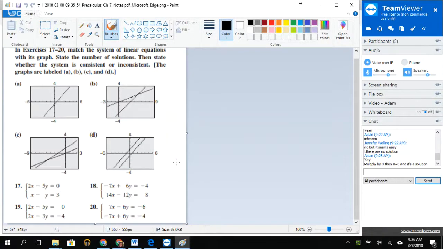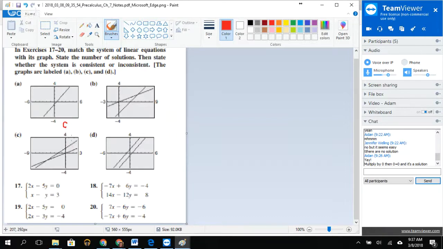Okay, so let me tell you what the definition of a consistent equation is. A consistent equation is one that has at least one solution. So consistent means it has at least one solution. An inconsistent system has no solutions.